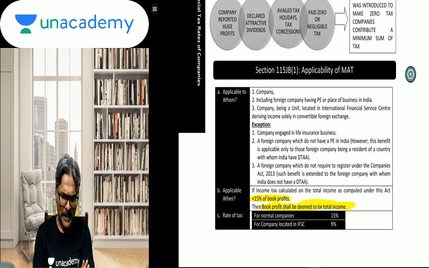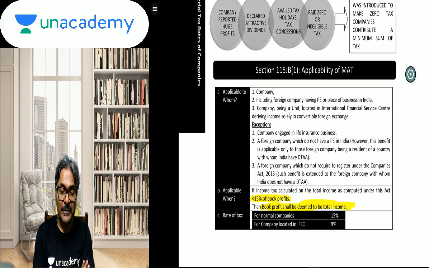Coming to this particular part, the exceptions. Point number one, company engaged in the life insurance business, a foreign company which does not have the PE, which I have already told you, a foreign company which does not require to register under the Companies Act. So all these are the exceptions on which the MAT is not imposed.